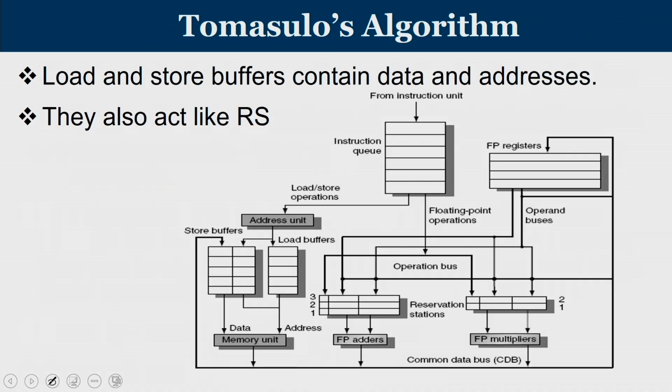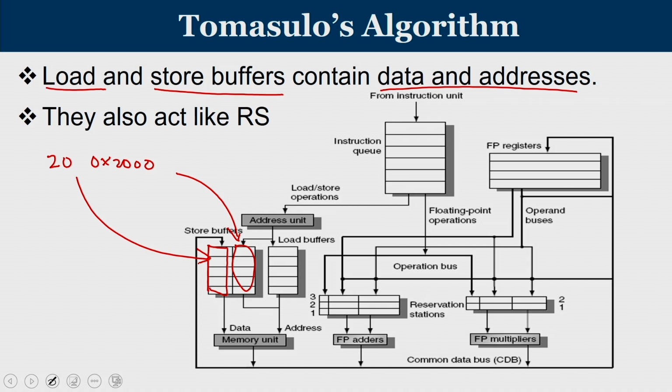So, in Tomasulo's algorithm, your load and store buffers contain data as well as an address. Your store buffers are the place where you store the address, and this is the place where we are going to store the corresponding data to be stored. For example, let us say I wanted to store a value 20 into the address, let us say hexadecimal 2000. So, this 2000 will be stored in the address portion and 20 will be stored in the data portion, and it is going to be a queue. As and when you are going to access memory using this address, we are going to work on it.